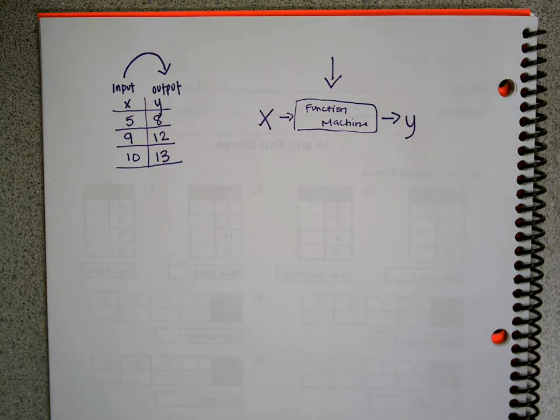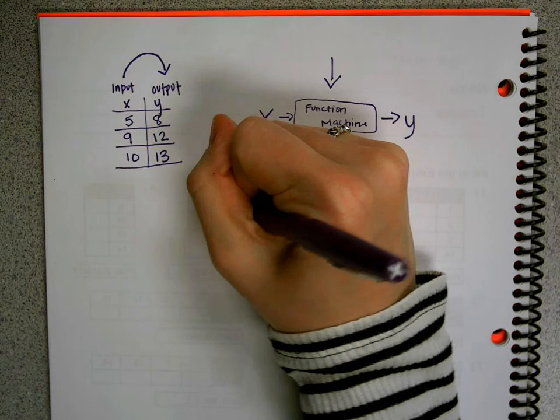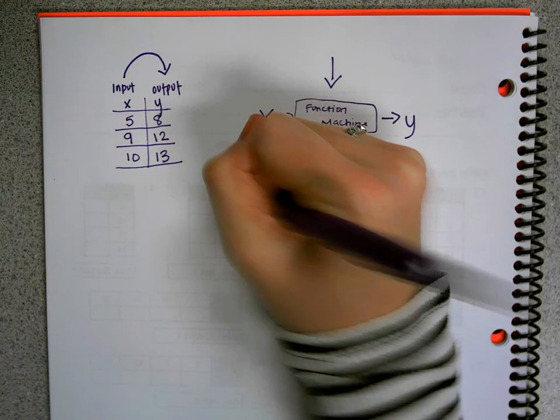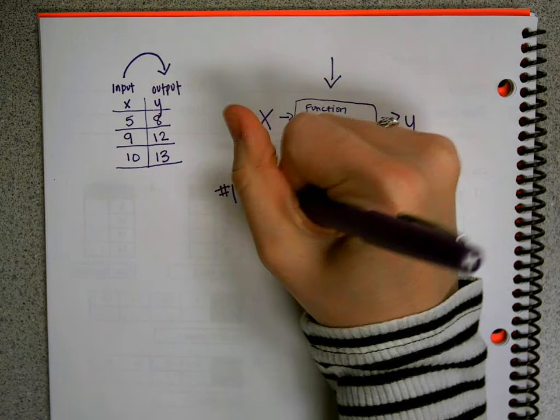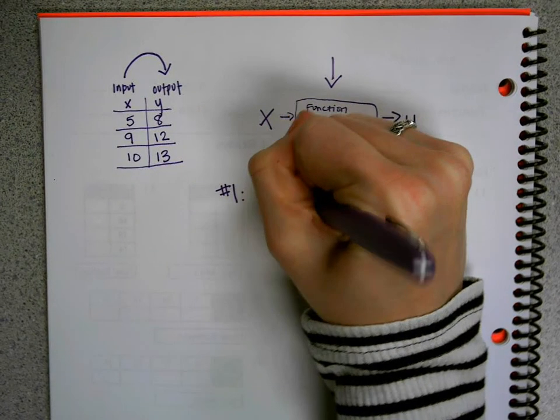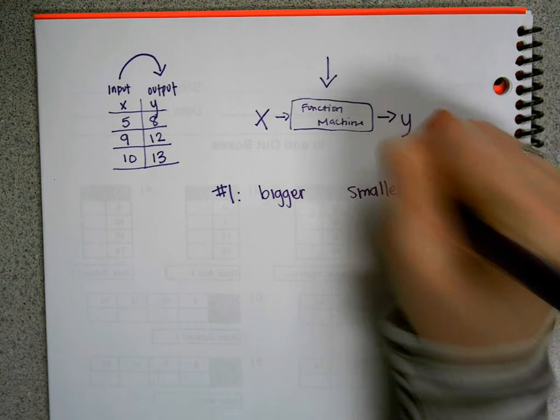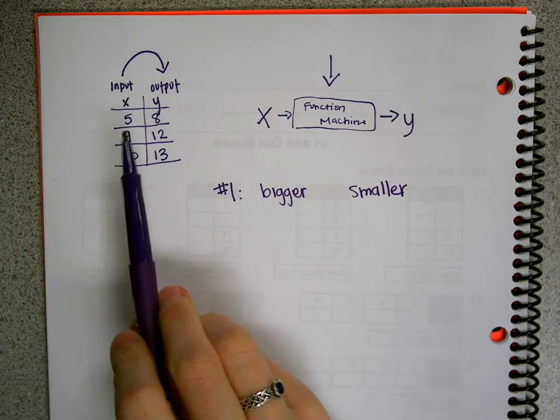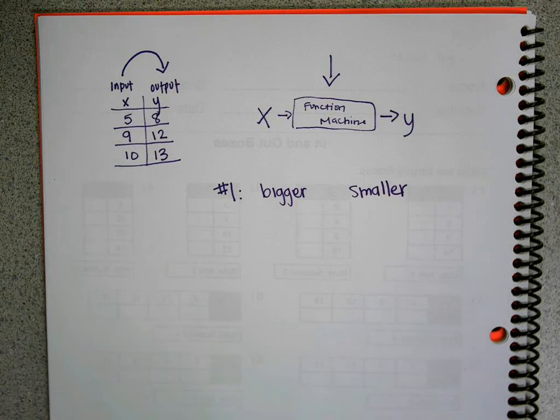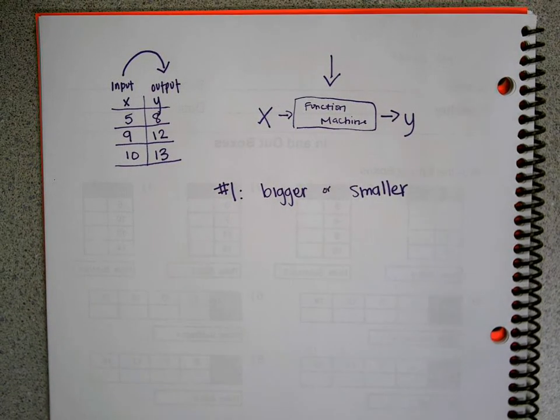You might have already figured out the pattern, but I'm just going to write down a list of steps to help you because when they get harder, you'll want to follow these steps. So the first step that you want to look at is as you go from x to y, so 5 to 8, 9 to 12, 10 to 13, is your number getting bigger or smaller? So if we're going 5 to 8, our number's getting bigger.